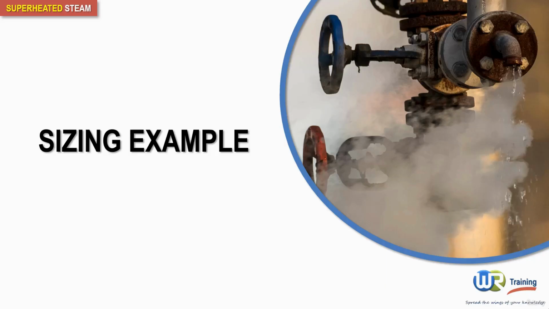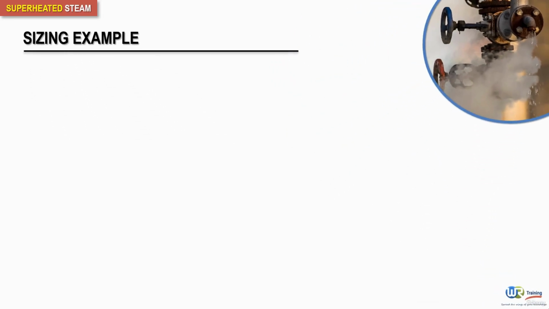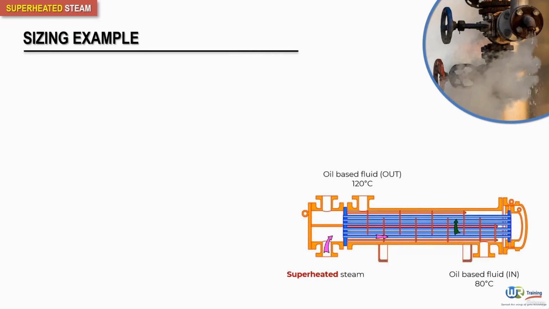This example is for the sizing of a tube bundle for superheated steam. So let's take a closer look. Superheated steam at 3 bar gauge with 10 degrees of superheat is to be used as the primary heat source for a process heat exchanger with a heating load of 250 kilowatt, heating an oil-based fluid from 80 degrees Celsius to 120 degrees Celsius. Let's estimate the heat exchanger surface area needed for this application.